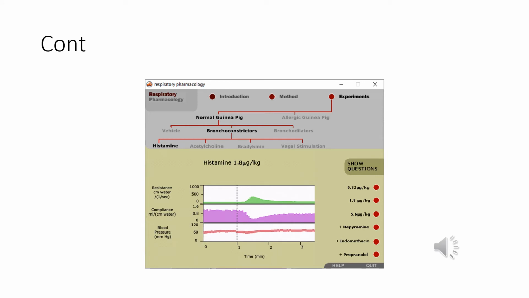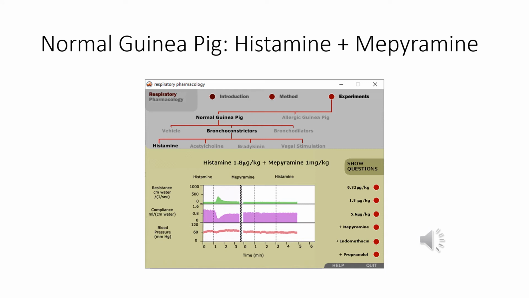At 1.8 microgram per kg of histamine concentration causes a significant increase in lung resistance, reduced respiratory compliance and a slight increase in blood pressure for the first 30 seconds of administration. At 5.6 microgram per kg, the effect of histamine on respiratory resistance and blood pressure increases significantly, while the lung compliance drops significantly compared to the animal that received 1.8 microgram per kg of histamine. Administration of 1.8 microgram per kg of histamine and 1 mg per kg of mepyramine was also studied.